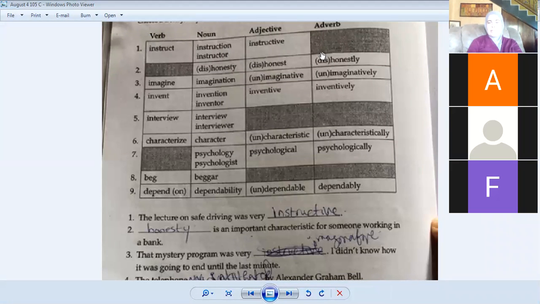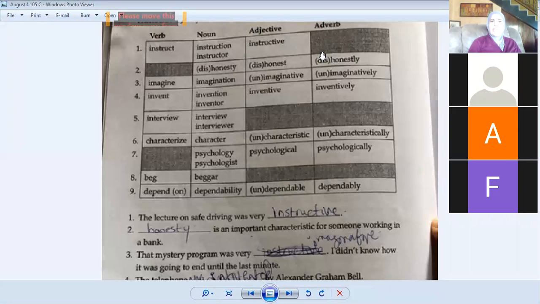Yes, تغريد. لا أنا كنت رافعة إيدي من قبل. To complete the sentence? First sentence? Yep. Okay. The lecture on safe driving was very instructive. Excellent. So Tagreed described the lecture as very instructive. Very good. So you learn a lot from it. That's what it means when you say it was instructive. Okay, let's move on to the second sentence.